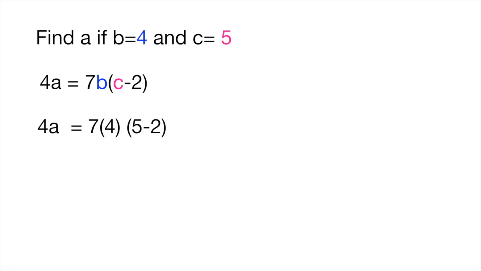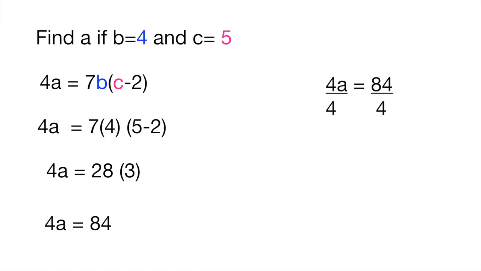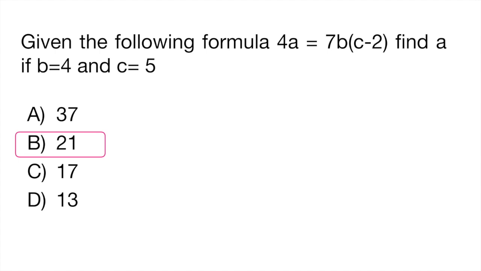So 7 times 4 multiplied by 5 minus 2. When you solve these parentheses, you end up with 28 times 3. And 28 times 3 is 84. And now all you have to do is take that 4 and divide it on both sides. That helps you isolate the A on the left side, and that would give you 21. Okay, so your answer would be B.